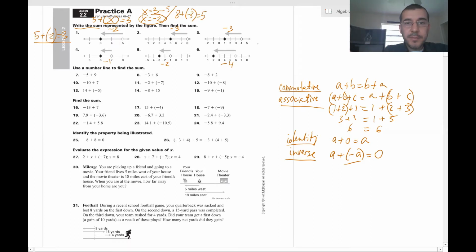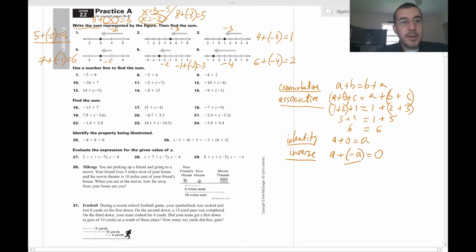For number 3, we start with 4, and we are adding minus 3, and we get to 1. Number 4, we start with 7, and we're adding minus 1, and it becomes 6. For number 5, we start with minus 1, and then we're adding minus 2, and we end up with minus 3. For number 6, we start with 6, and then we're adding minus 4, and we get to 2.